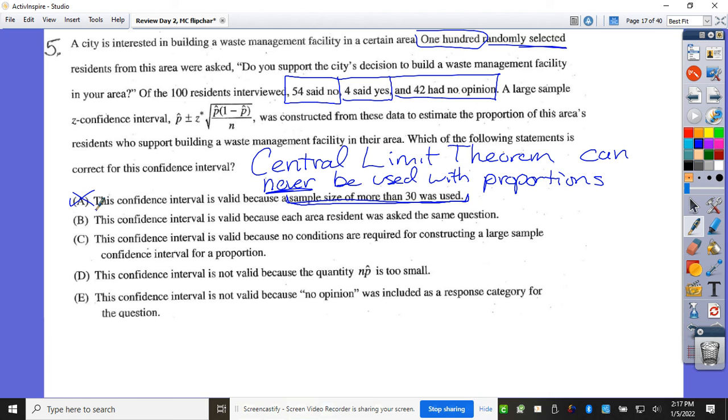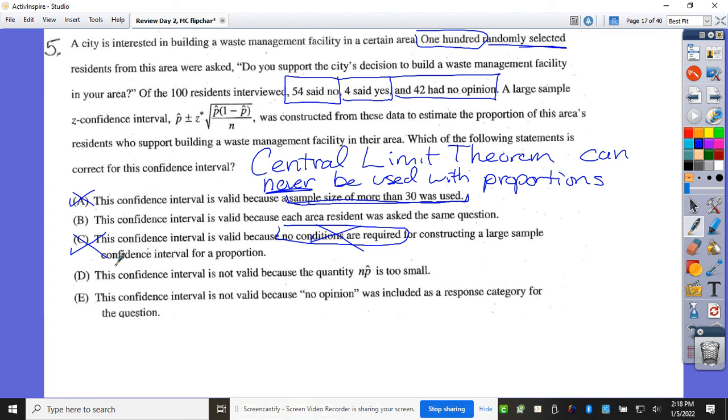This confidence interval is valid because no conditions are required. Is that correct? No. Absolutely not. So mainly people got down to these two. The confidence interval is not valid because the quantity n times p hat is too small. The confidence interval is not valid because no opinion was included as a category for the question.